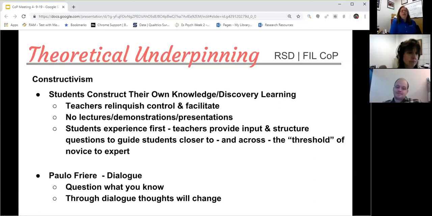So he actually has a number of ideas, but one of them that pertains to us in particular is the idea that you learn through discussion. So you question what you know, and then by having discussions with each other, you come to change the way you think and know. So there's a number of theories that underpin what all of us are doing and trying to do, but those are two that I want to just bring to our attention for today.